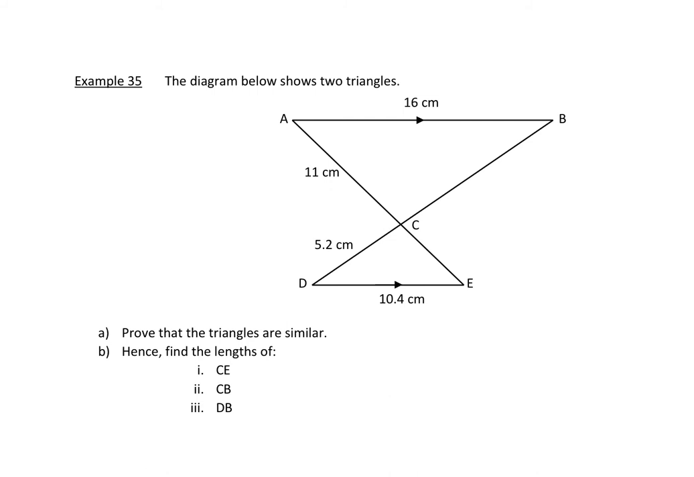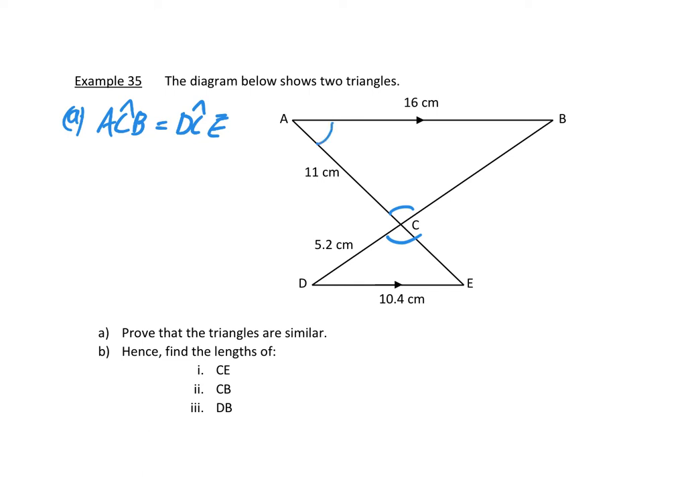Okay, this example says the diagram shows two triangles, and you have to prove that they are similar first of all. So first thing, to prove that they're similar, for part A, I'll do my answer to part A up here. I'm going to show that my angle here, which would be ACB, is going to be equal to this angle, which is DCE. And that's just because they are vertically opposite.